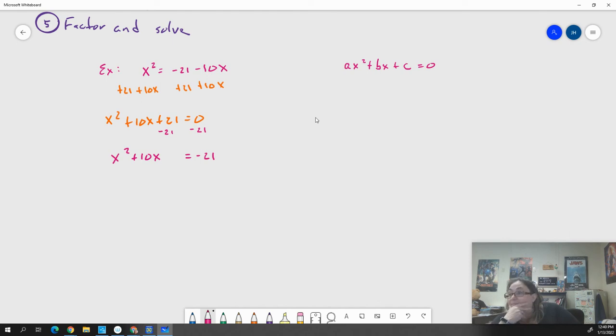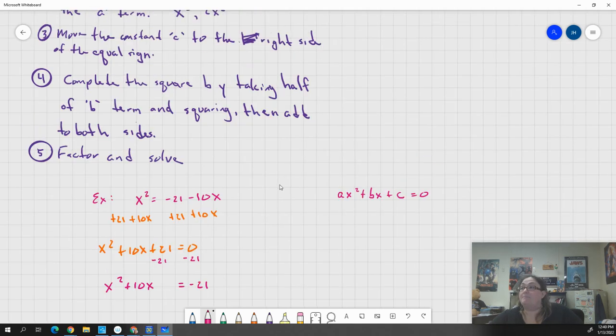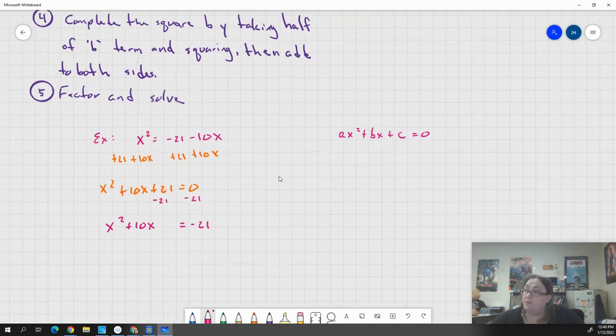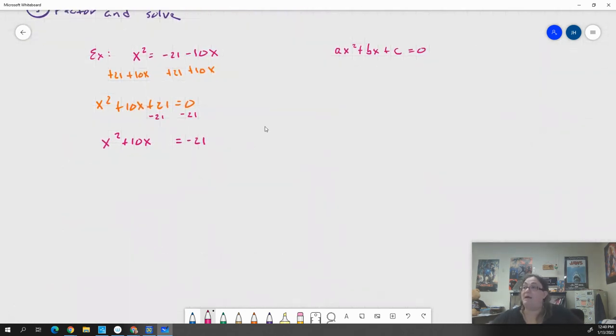The next step is the completing the square step. It says, complete the square by taking half of our b term, squaring it, and then adding it to both sides. What that means is I'm going to take this b term, in this case, b equals 10, right? So I'm going to take 10 and divide it by 2. That's what we mean by take half of it. And then I'm going to square it. 10 divided by 2 is 5, and 5 squared is 25.